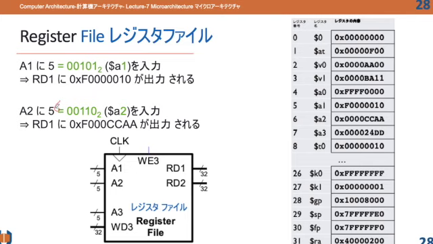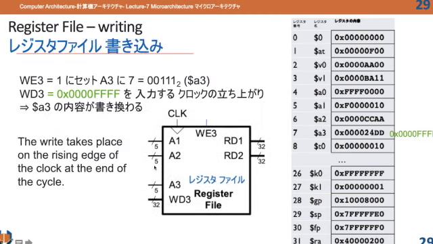It should be 6 here, okay. And then A2 is the number of 6, A2. So what we'll have, you will get this value, RD1 and RD2. Well, the remaining part is A3, WD3, clock, and then WE3. These are for the write operation. Let's move it. Here we go.